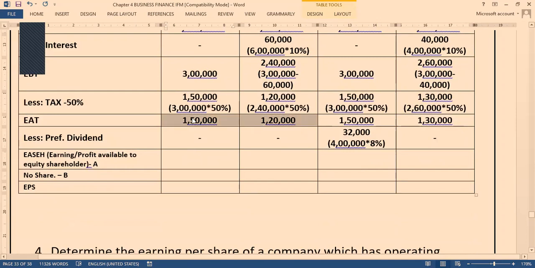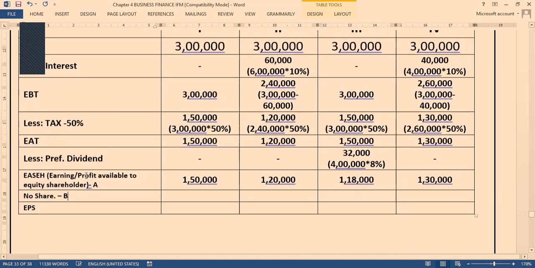Whereas here it will become the same thing, like 1,50,000 and 1,20,000. Again, this also remains the same as 1,30,000. If you minus this, you will be getting approximately 1,50,000 minus 32,000. You'll be getting around 1,80,000. Okay. Now we have to understand how many shares we have to focus on.